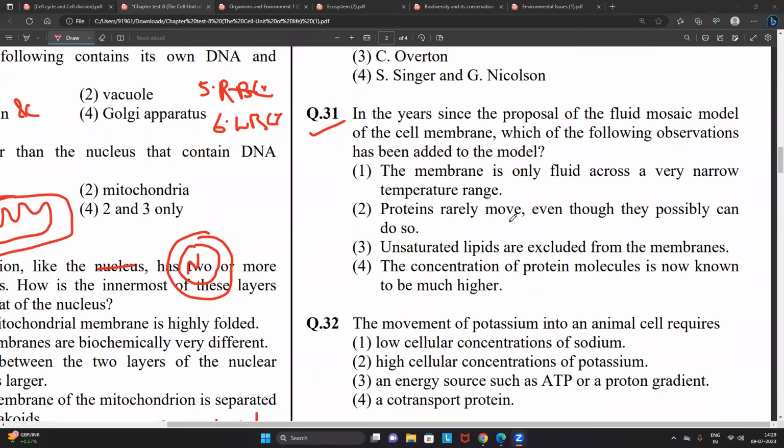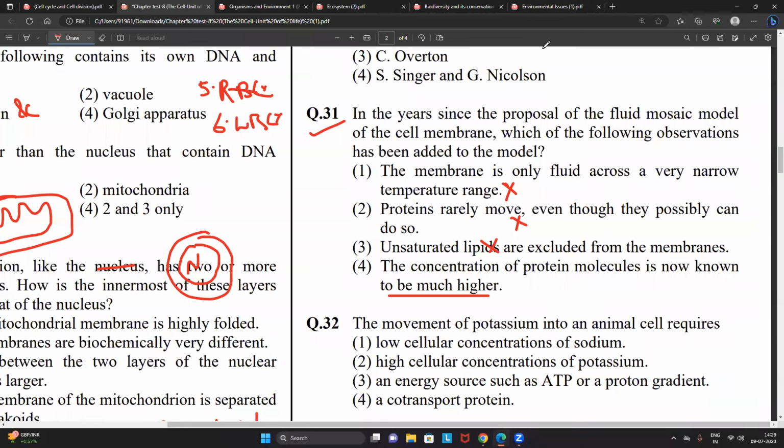See, option 1 says that the membrane is only fluid across a very narrow temperature range. No, that is wrong. Proteins rarely move. No, proteins will move often, and that is not the one which is added actually. Unsaturated lipids are excluded from the membrane. That is wrong, right? The plasma membrane contains both saturated and unsaturated lipids. Option 4 says that the concentration of protein molecules is now known to be much higher. Very correct point it is.